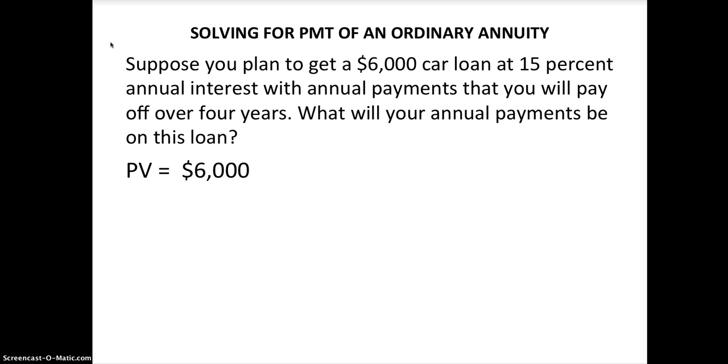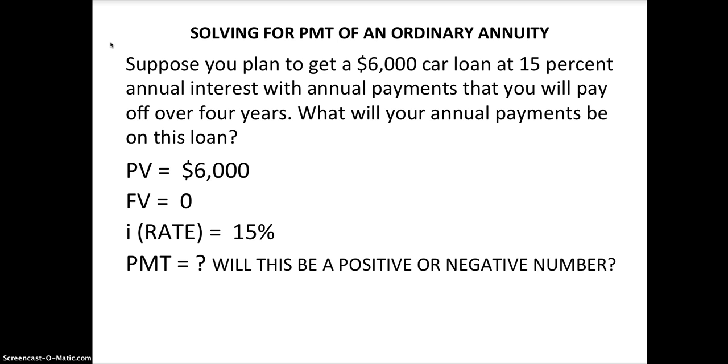So the present value is $6,000. That's a positive number even though it's a bank loan, because it's a cash flow into our lives. We're receiving $6,000 to purchase the automobile. The future value is unknown because it's not really relevant to this particular question. We're not being asked to solve for that. The interest rate is 15%. And the payment, we don't know. This is what we want to know. What will our annual payments be?